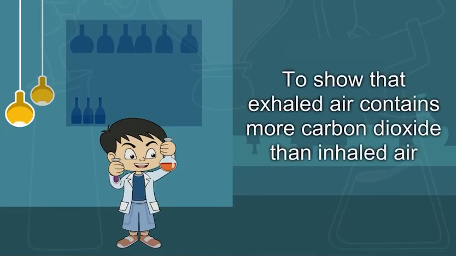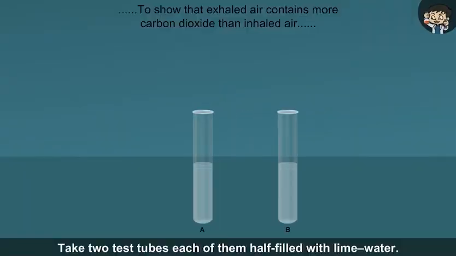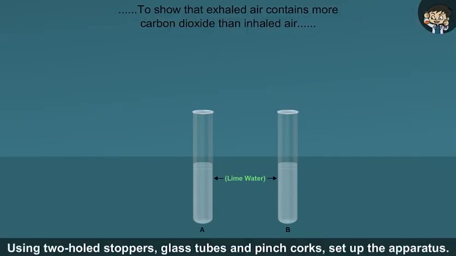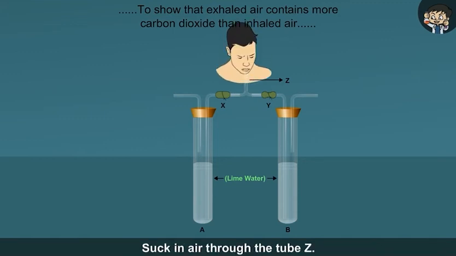To show that exhaled air contains more carbon dioxide than inhaled air, take 2 test tubes, each of them half filled with lime water. Using 2-holed stoppers, glass tubes and pinch corks, set up the apparatus. Open the pinch cork X and close the pinch cork Y. Suck in air through the tube Z.